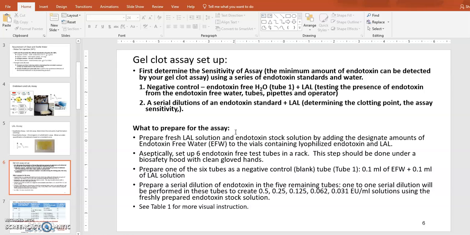Okay. So anyway, for the gel setup, you will have to set up two assays in your LAL gel clot assay, as you remember.